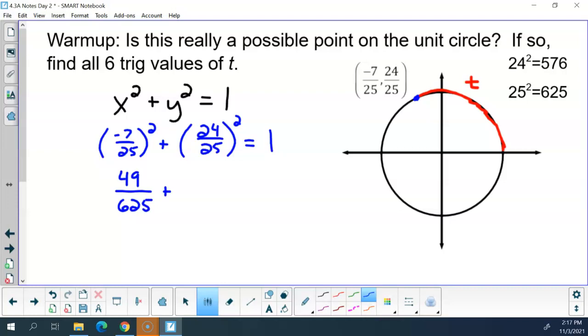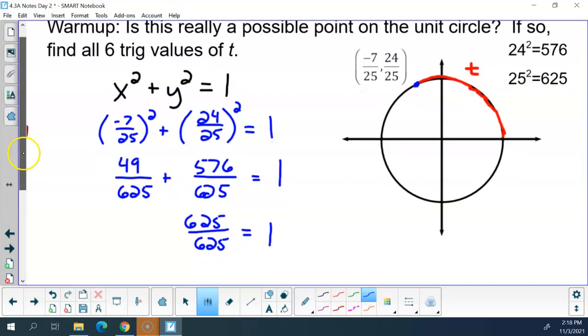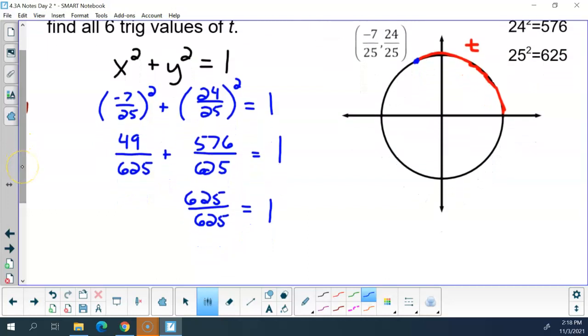24/25 squared is 576 over 625. Those two added together get me 625 over 625. That is equal to 1. So therefore, it is on the unit circle. We have just proven such.